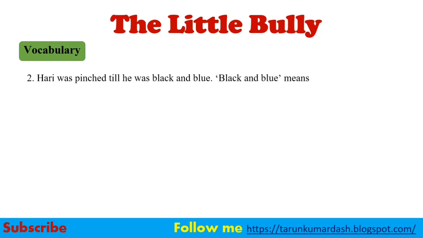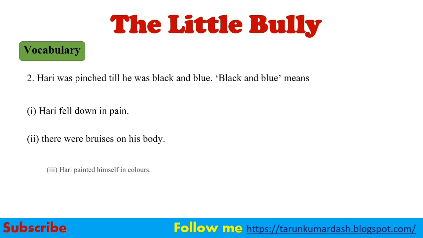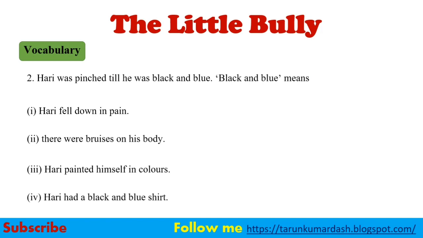Hari was pinched till he was black and blue. Black and blue means Hari fell down in pain. There were bruises on his body. Hari painted himself in colors. Hari had a black and blue shirt. Here, out of all these options, the correct option is there were bruises on his body.